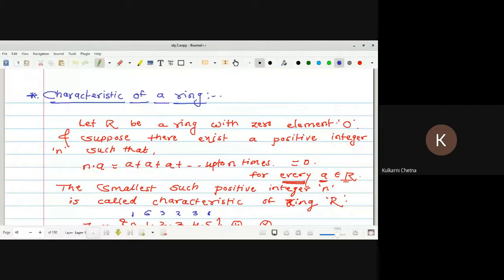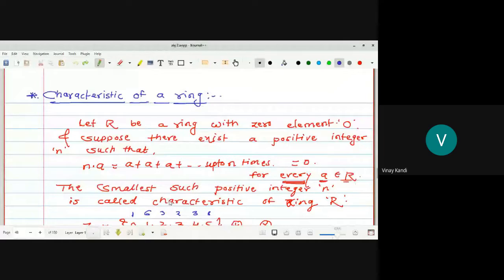Yes, sir. In the last lecture, you saw the definition of the characteristic of a ring. What is the characteristic? If R is a ring with zero element, and suppose there exists a positive integer n such that n into a, with respect to addition, which is a plus a up to n times, is equal to 0, and the smallest such positive integer n is called the characteristic of a ring.